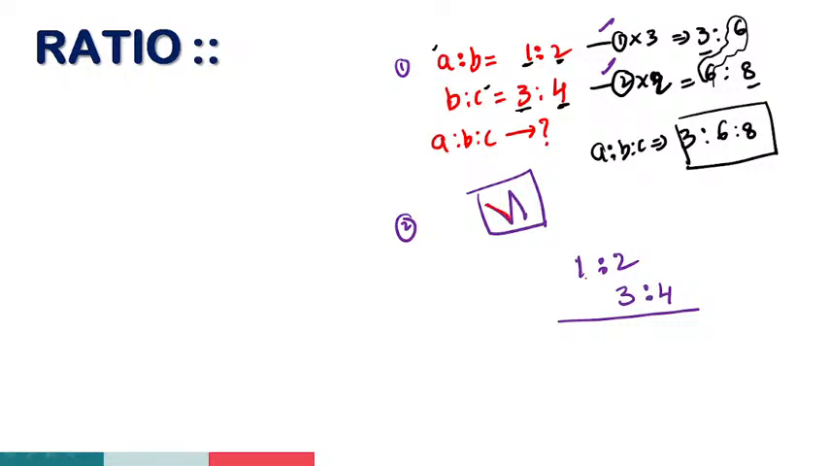First line, 1 into 3 is 3. Second line, 3 2s are 6, and third line, 2 4s are 8. So any cancellation here? No cancellation. The final answer is 3 is to 6 is to 8.